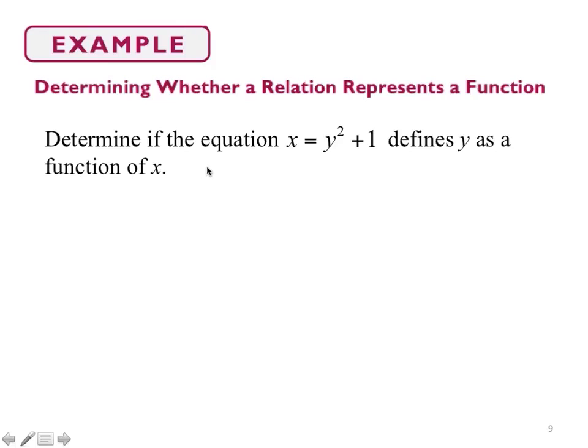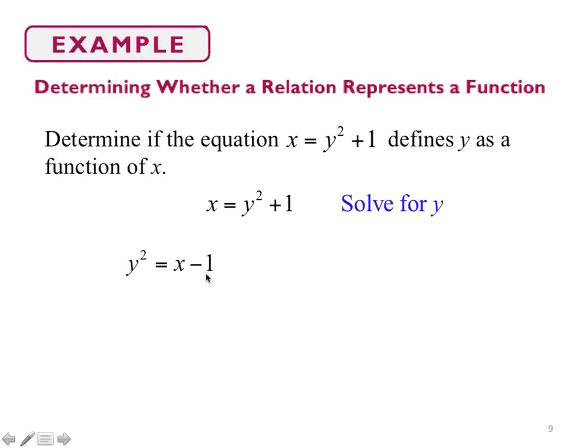So let's look at this here. Determine if the equation x equals y squared plus 1 defines y as a function of x. The previous one was already solved in terms of y. This one we want to go ahead and solve for y. That means we want to get y by itself. On the right-hand side we have this plus 1 attached, so we need to subtract 1 from both sides. So we have y squared equals x minus 1.